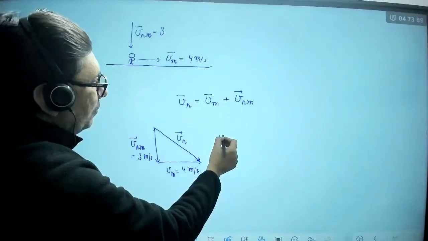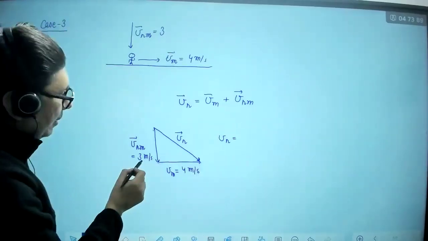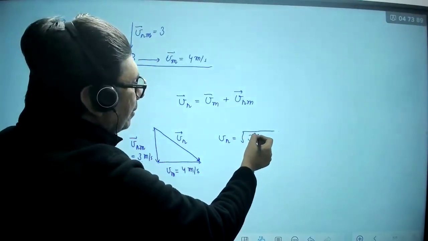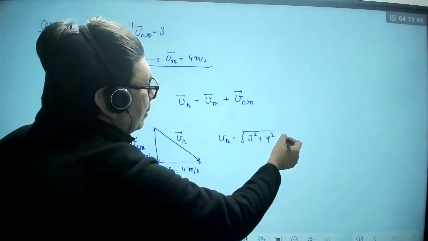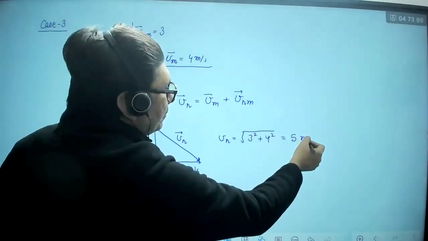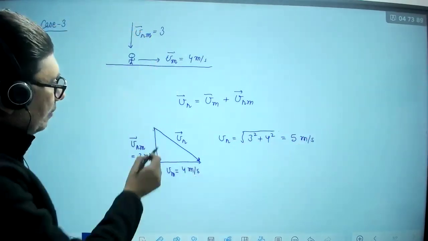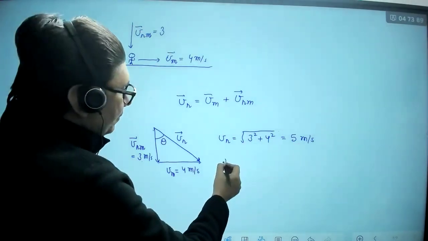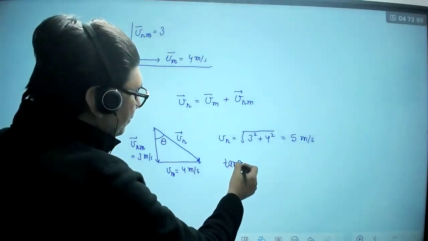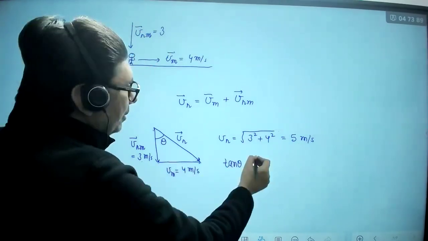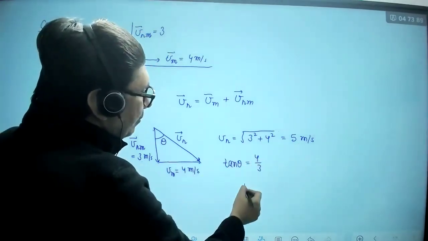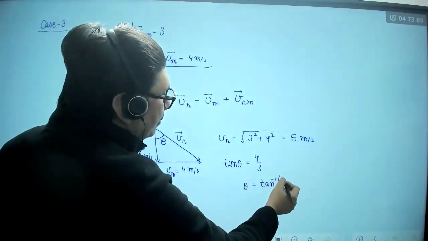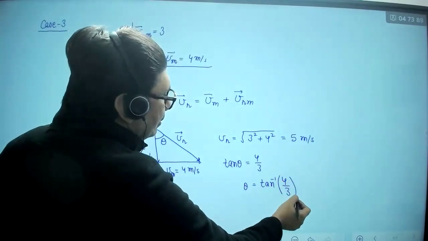So in this case, what will be VR? VR will be simply from the Pythagoras theorem, 3 square plus 4 square. So that will be 5 meter per second. If they ask you the direction with the vertical, suppose it is having a theta direction, then tan theta will be 4 upon 3. So theta will be tan inverse 4 by 3.